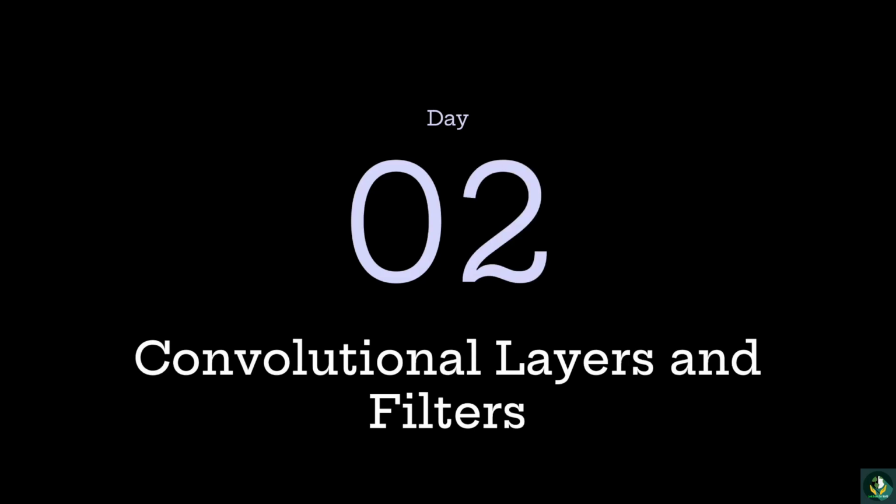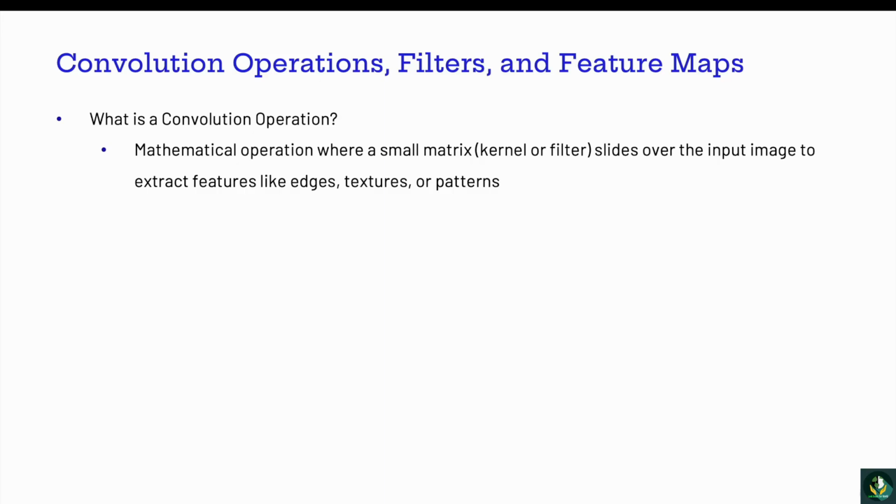Welcome to day 2, convolutional layers and filters. Today, we're going to jump into understanding convolutional operations, filters, and feature maps. So what is a convolutional operation? A convolution is a mathematical operation where a small matrix, which is a kernel or a filter, slides over the input image to extract features like edges, textures, or patterns.